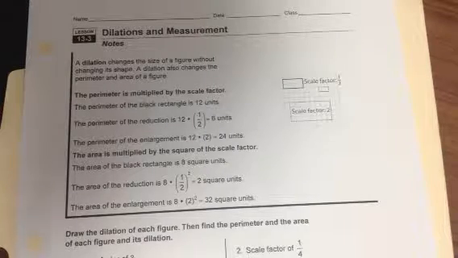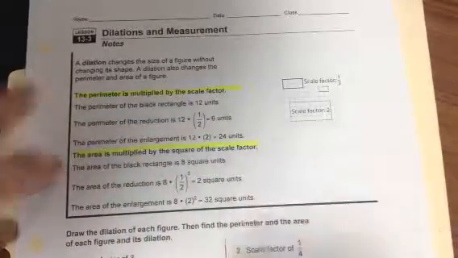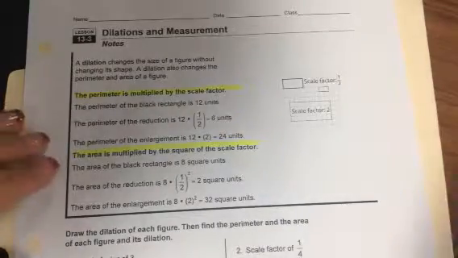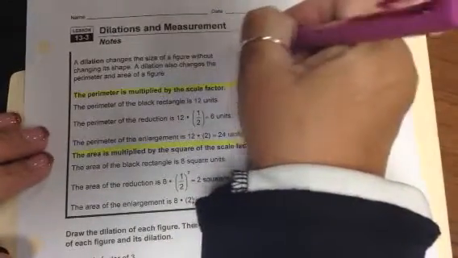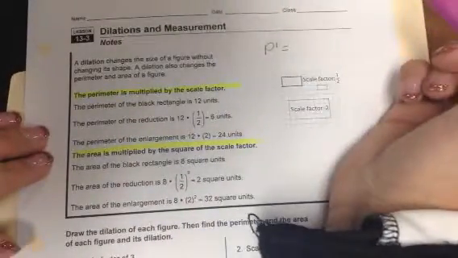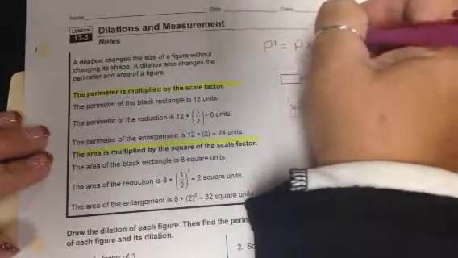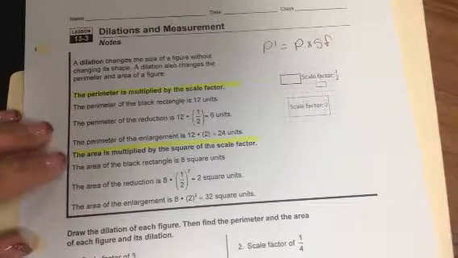This first part is some examples of how you find the new perimeter and the new area. I'm going to highlight the important parts, and then I'm going to give you a formula that works with those. The first one talks about perimeter. It says the perimeter is multiplied by the scale factor. So we're going to say perimeter of the new, remember that little tick mark means it's the new, equals the perimeter of the old times, and I'm going to use SF for scale factor.